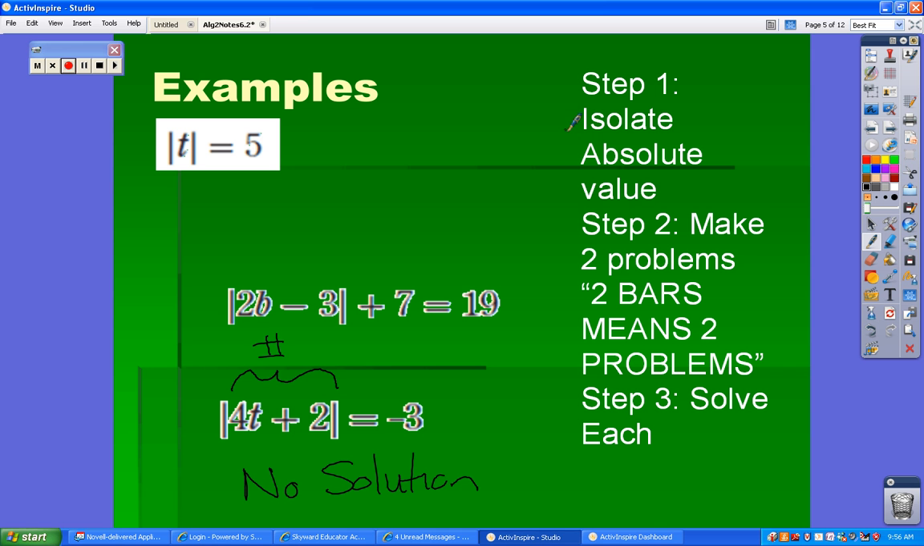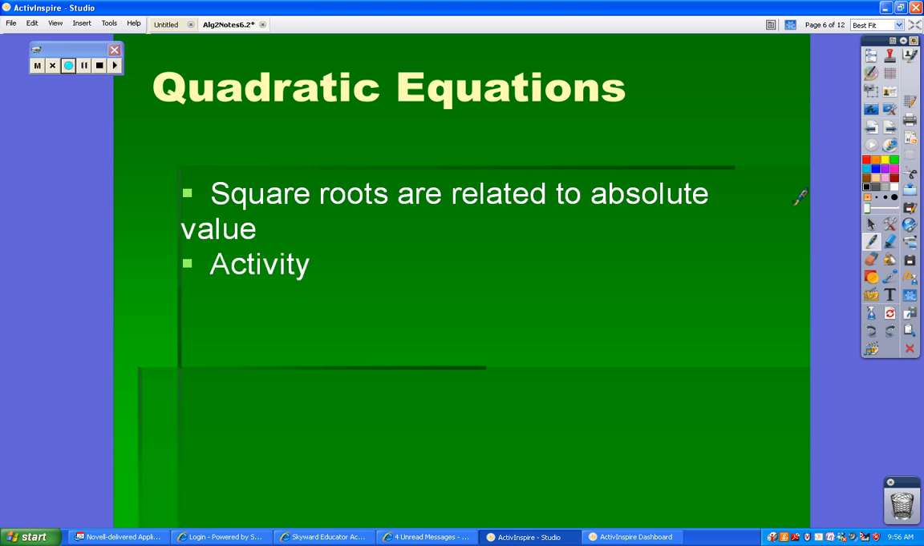So if you have isolated your absolute value like this one and you have a negative number here, there will be no solution. Make sure you jot that down in your notes somewhere so you don't mess that up later.